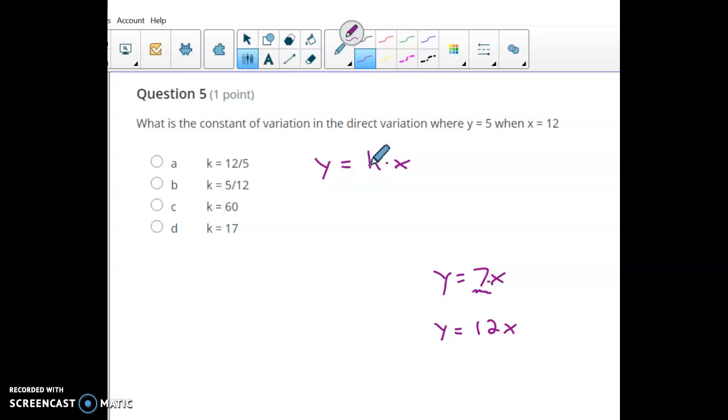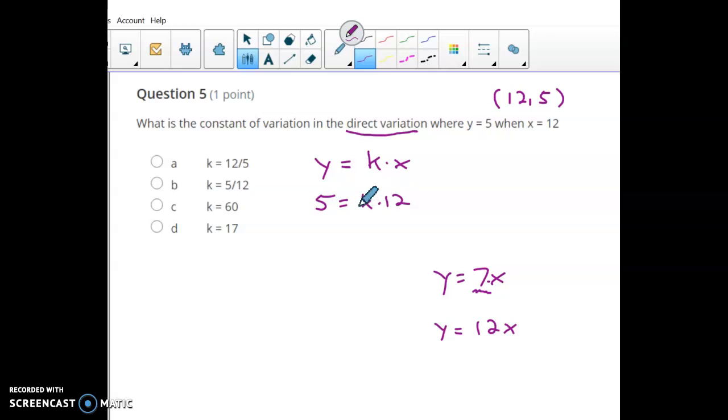All right, so we know it's this equation because it says direct variation. And then they give us an XY point. So they say X is 12 when Y is 5, right? So basically I'm going to put 5 for Y and then 12 for X and say, okay, what is K? What is that constant? And so basically we just got to solve this for K.